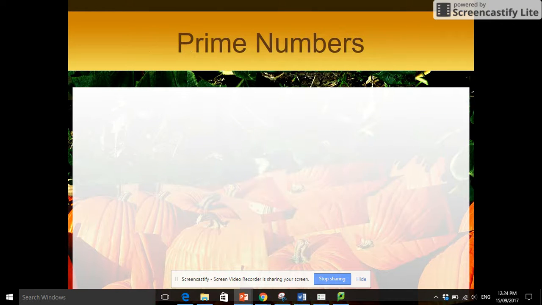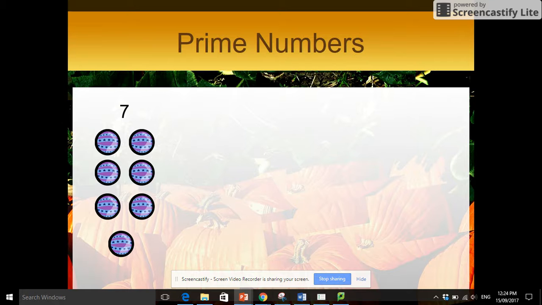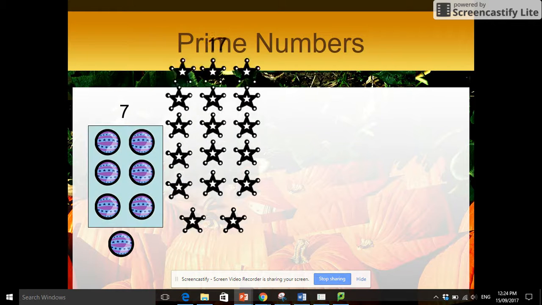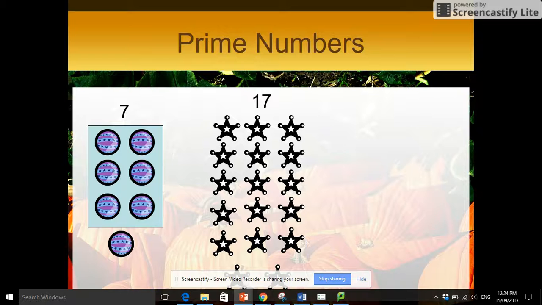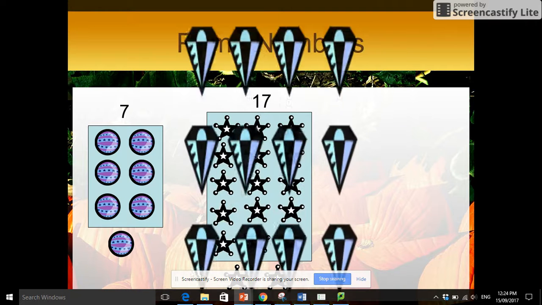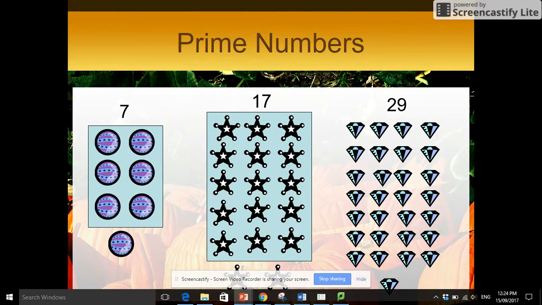Now when you've got a prime number, it looks different. Here we've got 7. Can you see we can't put the square around it because there's 1 extra? Okay. Here we've got 17. Again, we've got the 2 at the bottom. And we've got the diamonds. With 29, we've got 1 at the bottom. So we can't, so those are prime numbers. Okay, so we can't put them neatly into a square.